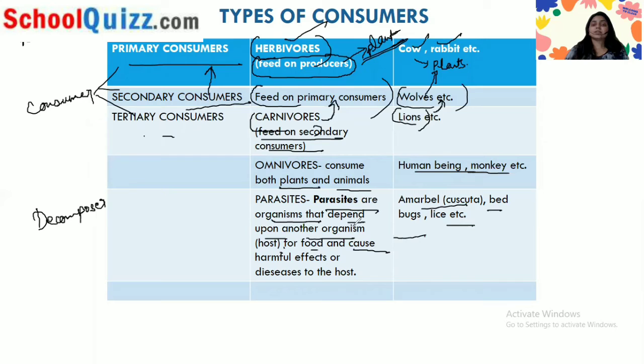Okay. So these are the parasites, omnivorous, carnivorous, primary consumers, and herbivores. Just remember these terms: herbivorous, carnivorous, and omnivorous. So carnivorous comes under the tertiary consumer, herbivorous comes under the primary consumer. Okay.